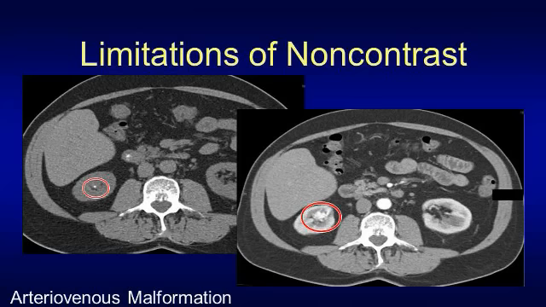Patient came in with flank pain and we see a small stone in the right kidney. And if we stopped here, if this was the end of the study, we would say, well, the pain was caused by a small renal calculus. But in this case, that is a phlebolith within a vascular malformation. So there's no way that you would be able to identify this without administration of IV contrast.